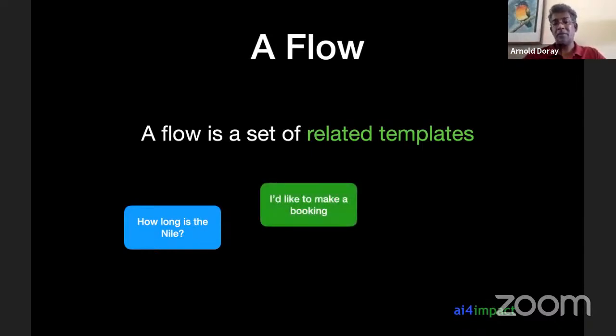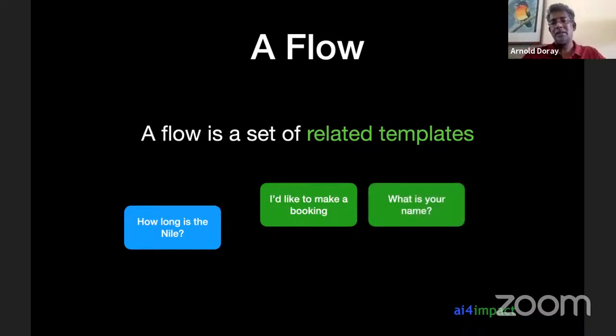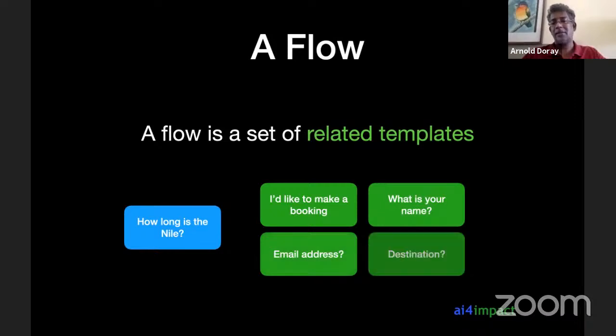Like in the case of a booking, for example, if the user says, I'd like to make a booking, then you need to ask what is your name, right? Get his email address, etc. What is his destination, and so on, right? And so these would be grouped really. These are a set of related templates, and they are strongly related because they need to be asked in sequence, right?